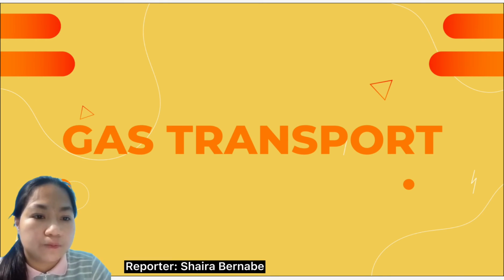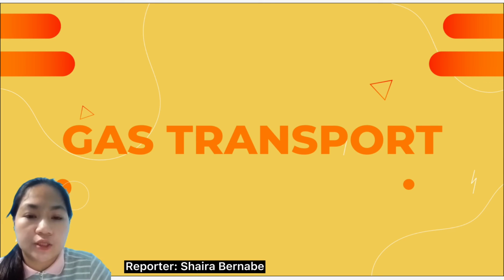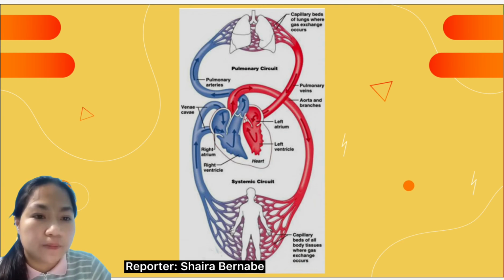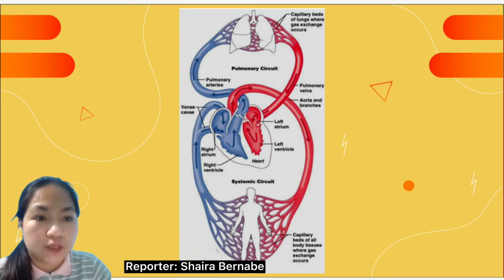So, how do the respiratory and the cardiovascular systems work in tandem to transport oxygen and carbon dioxide around the body? If you can see here on the image, once the respiratory gases have diffused in the lungs, resulting in the blood becoming oxygen-rich and carbon dioxide being exhaled, the next stage of transporting the oxygen-rich blood to the tissues that need it takes place.